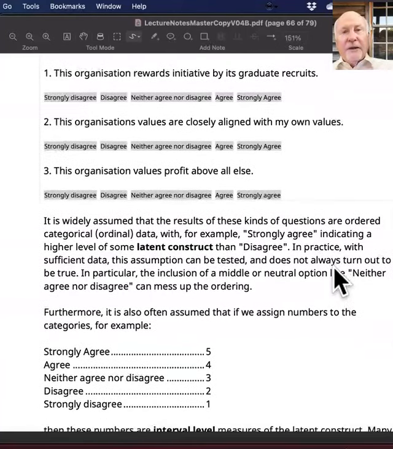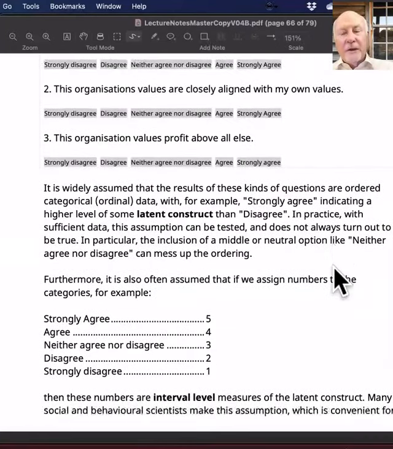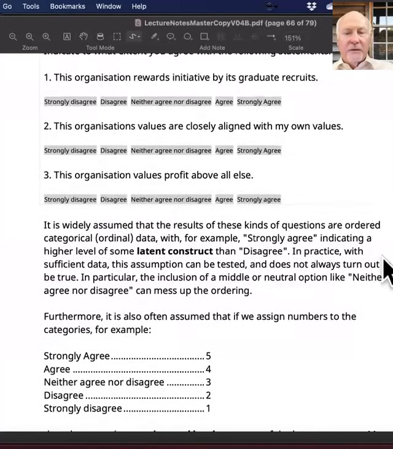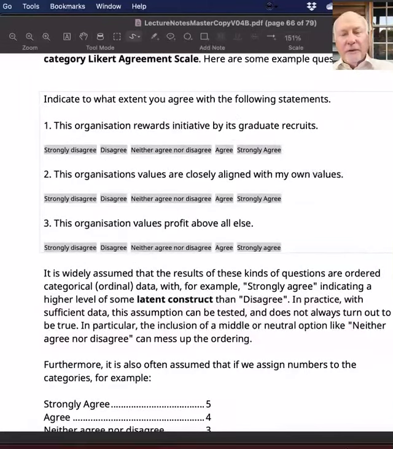This is a little bit of a controversial area, and I've done a fair bit of testing of data over the years that's come from these kinds of questionnaires. I can tell you from my experience that sometimes that's true and sometimes it's not. What you're generally doing with these questions is you're trying to measure a latent construct. You might remember I mentioned that the other week.